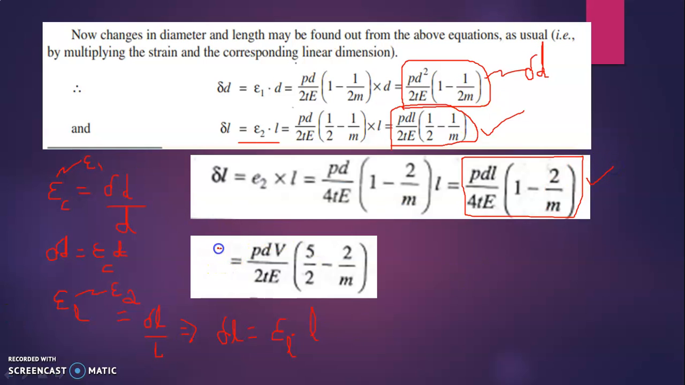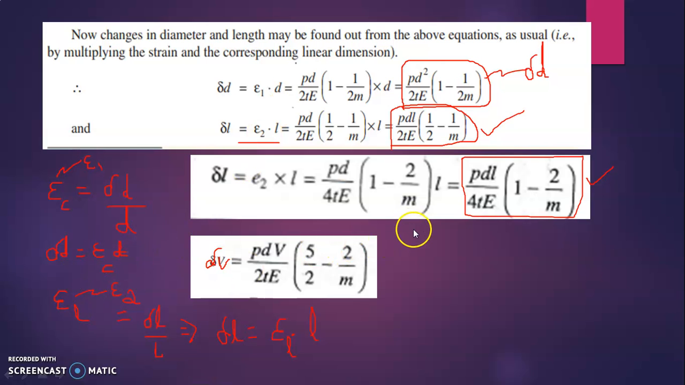Similarly, in the case of delta V, you have to use this formula, PdV divided by 2tE into 5 divided by 2 minus 2 by m. Okay, this you have to remember. This page, just remember, all the formulas are here. If you know this, you can easily find the solutions for the numericals.